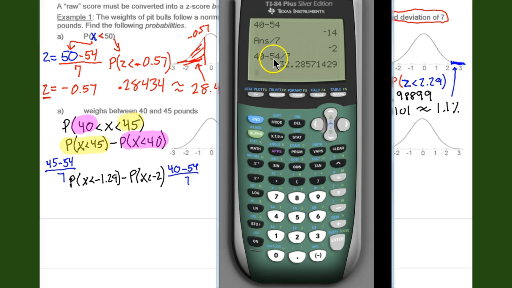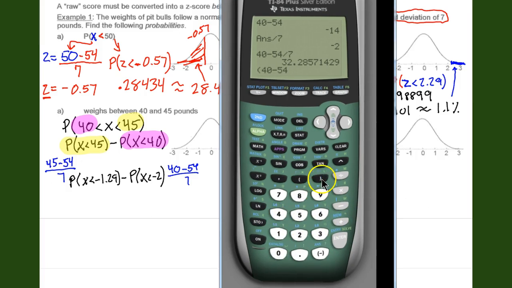Because of order of operations, it's doing division first, 54 divided by 7, and subtracting that from 40, which is not what you want. If you really want to do it all in one step, that's when you use the parentheses. So if I did 40 minus 54 in parentheses, of course parentheses come before division, so it'll subtract those two and then divide, and that'll give you the right answer. So the parentheses do matter with order of operations.